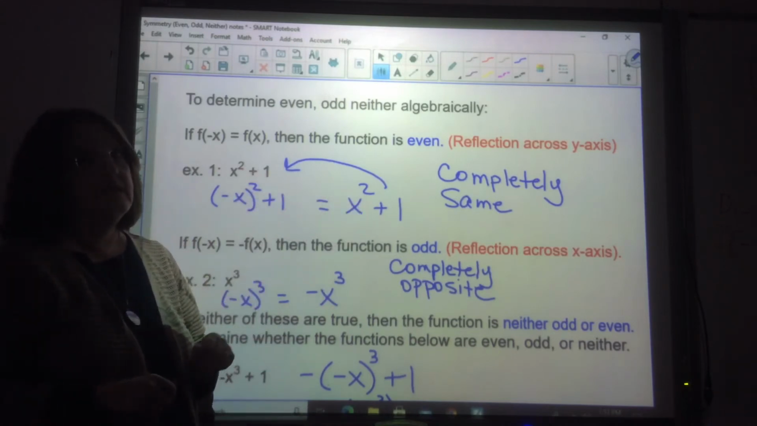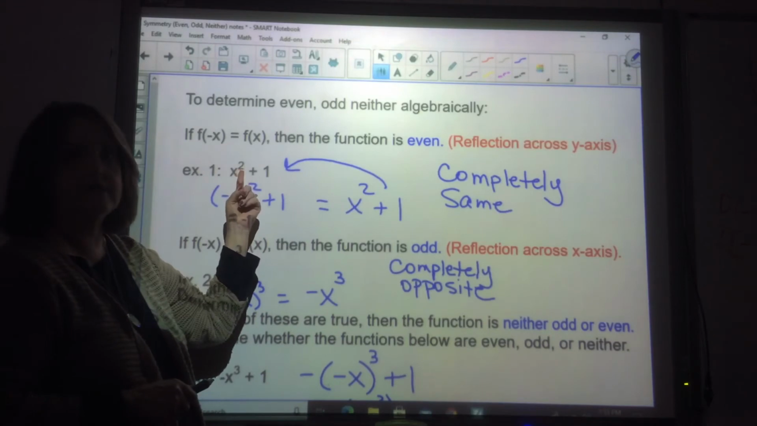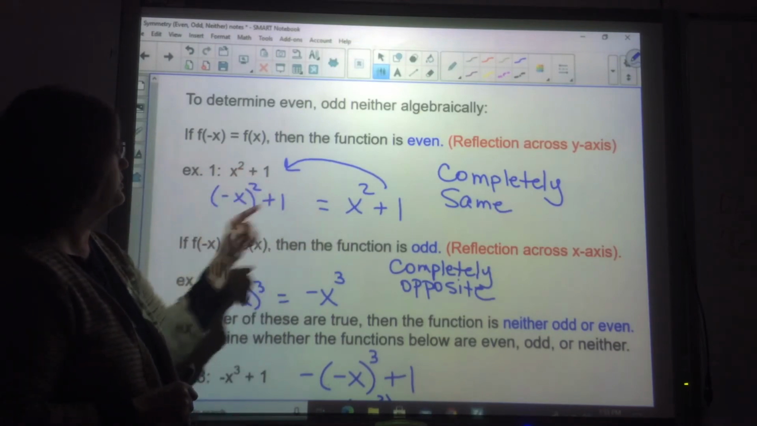The shortcut thing to remember here is that the sign is only going to change when you have an odd power of the x. So bear that in mind. This is an even power. The sign's not going to change.